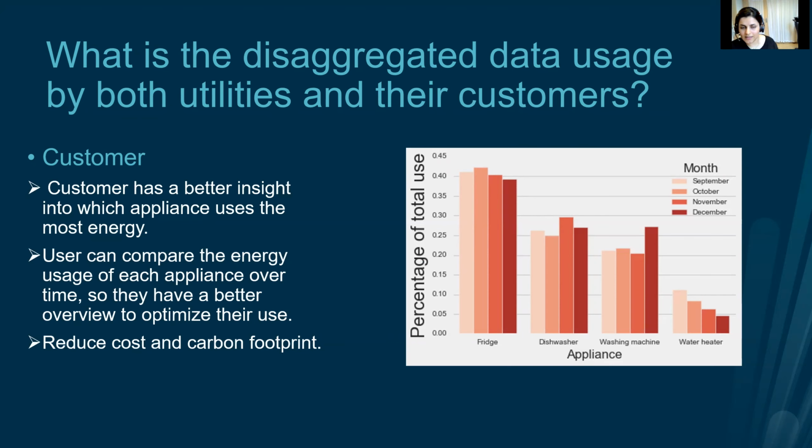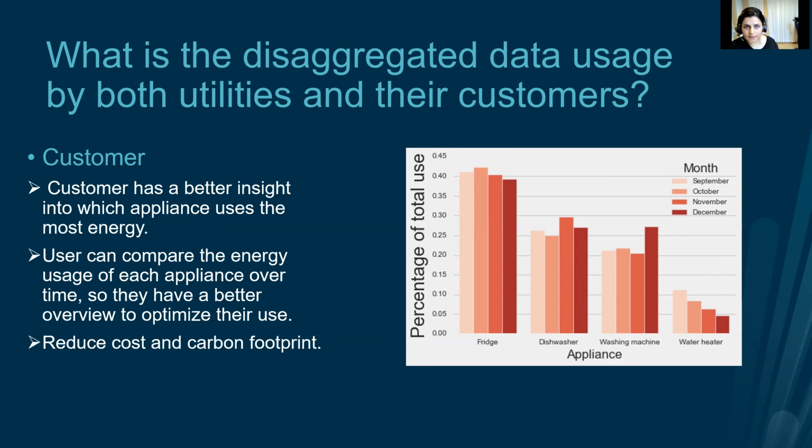appliances. The other usage can be comparing the energy usage of each appliance over time, so the customer has a better overview to optimize their use, and all of this leads to reducing cost and carbon footprint.